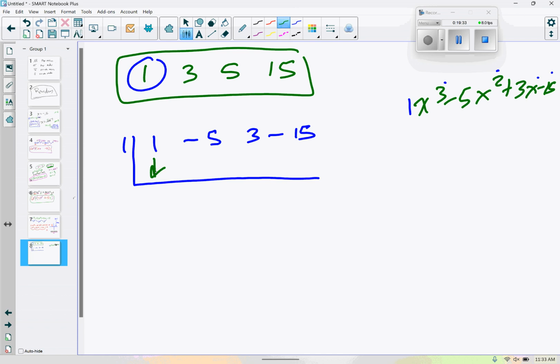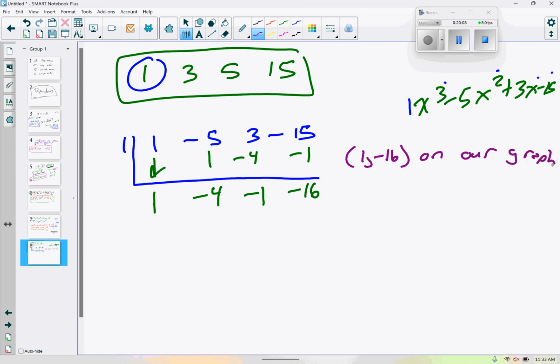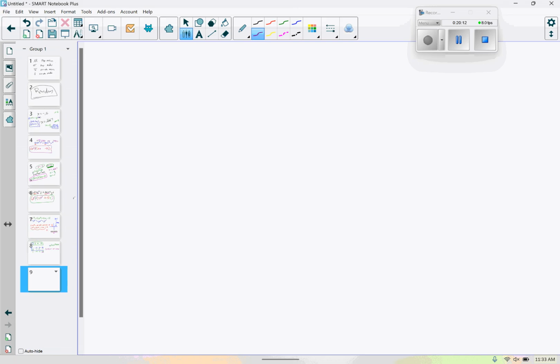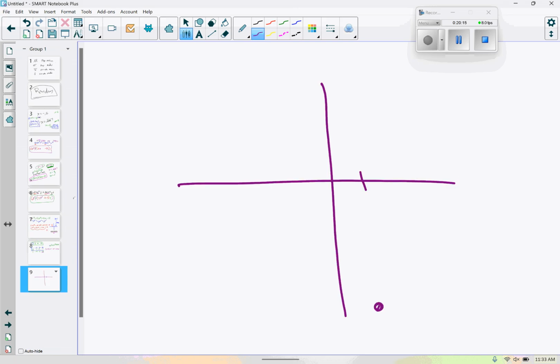Kid you not, synthetic division seems like really made-up math. Lead coefficient comes straight down, multiply 1 times 1, which is 1. Add these together, it gives me negative 4. Negative 4 times 1 is negative 4. Add these together, I get negative 1. Negative 1 times 1 is negative 1, which gives me an answer of negative 16. Which means 1 comma negative 16 is on our graph. Okay? This right here means it's on our graph. So if you think about where 1, negative 16 exists, it's like down here.